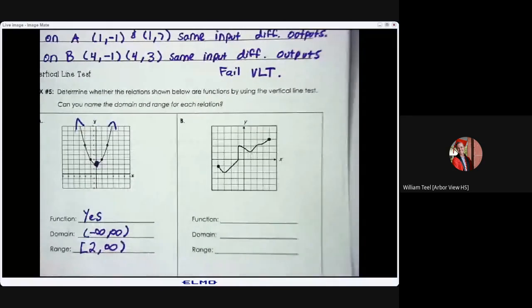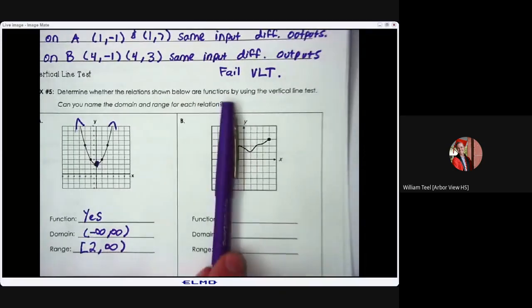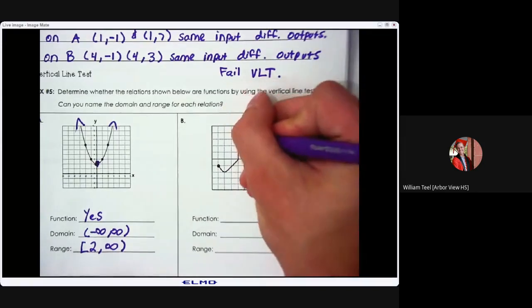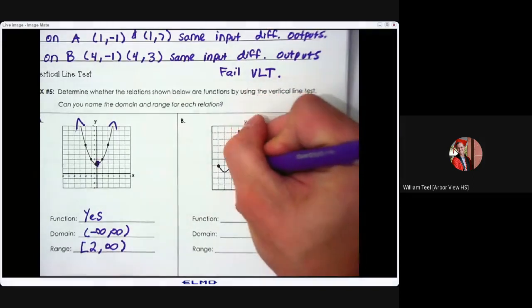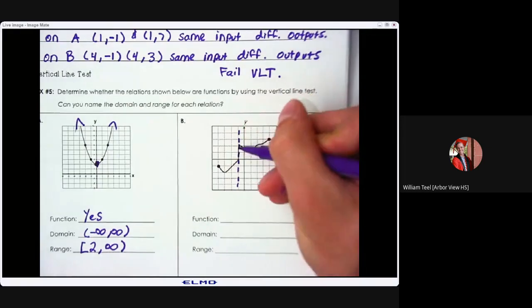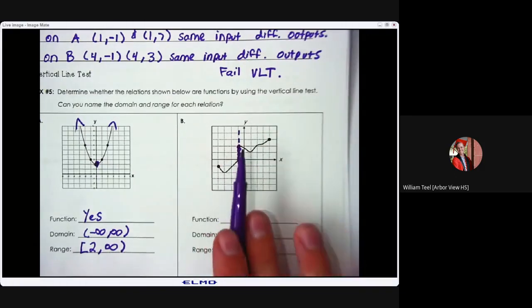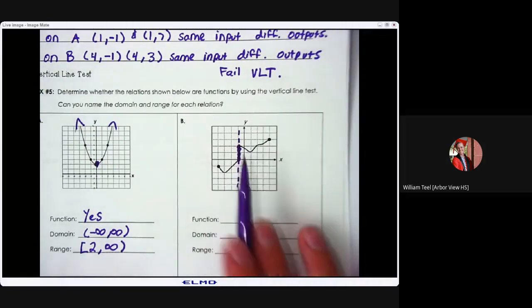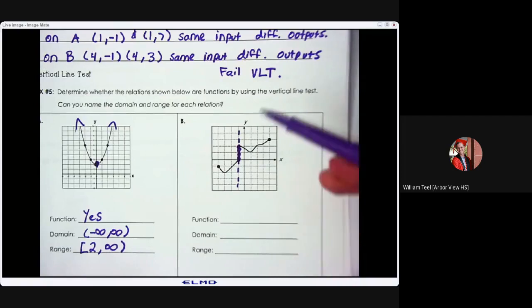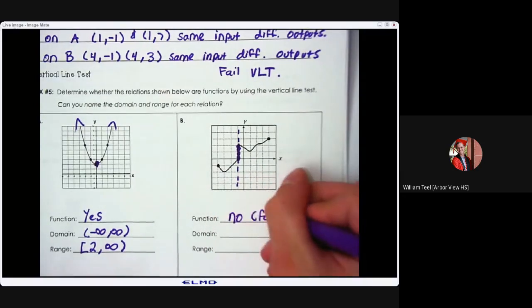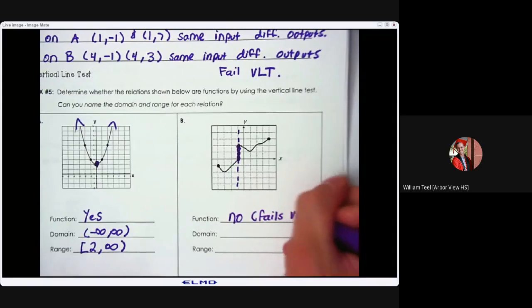Looking at part B, so I want to see, does my vertical line test pass or fail? If you go right here, and I draw a straight line down here, as you can see, that straight line touches at all of these points right here. So the vertical line is passing through multiple points on this graph, and this does not pass the vertical line test. So I'm going to say no, fails vertical line test.